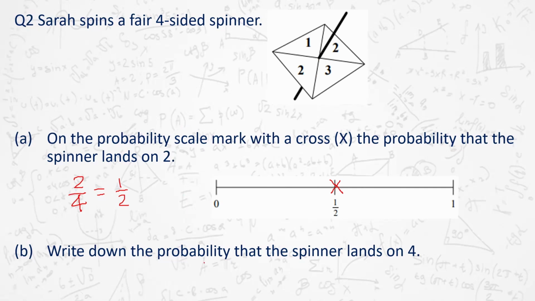B. Write down the probability that the spinner lands on 4. We don't have a 4, therefore the probability will be 0.